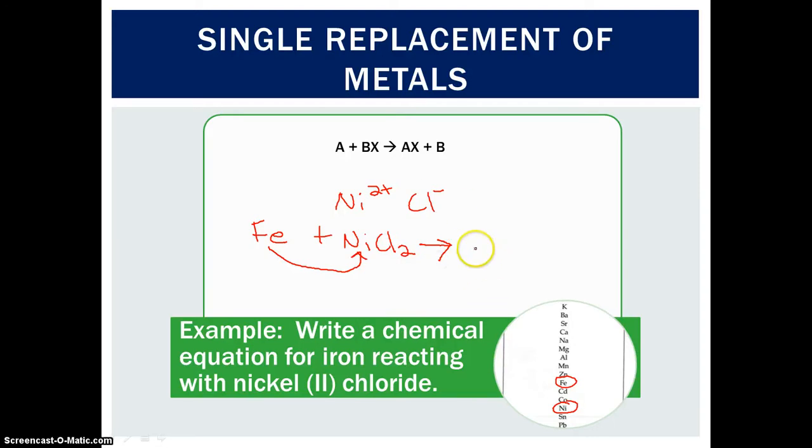So if nickel gets replaced, I have nickel off by itself. And then I have iron with chlorine. Now you have a couple of options here, because remember, iron can be a couple of different things. It could be iron 2+ or iron 3+. Let's just say you have iron 2+ and chlorine is still always 1-. I have FeCl2.